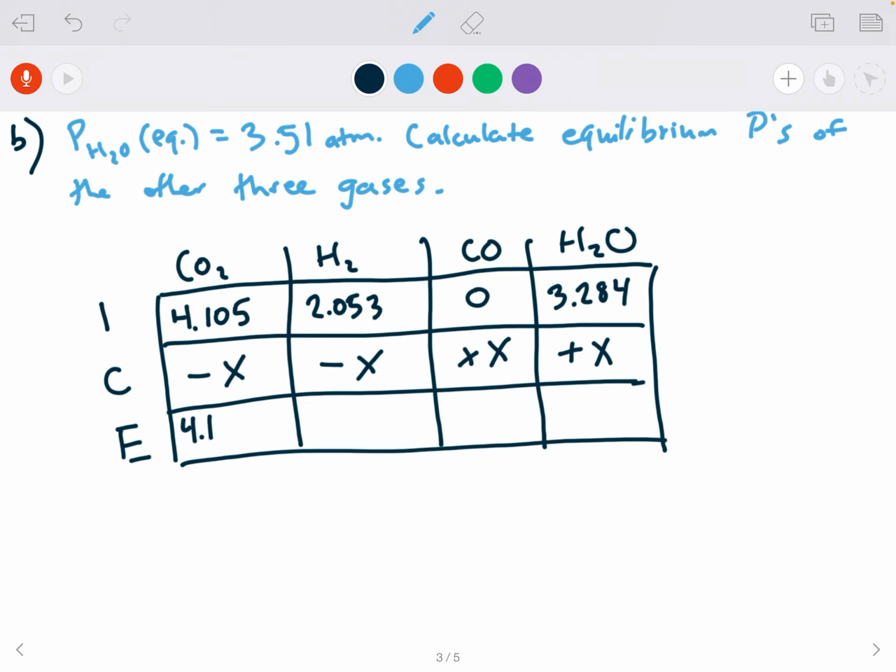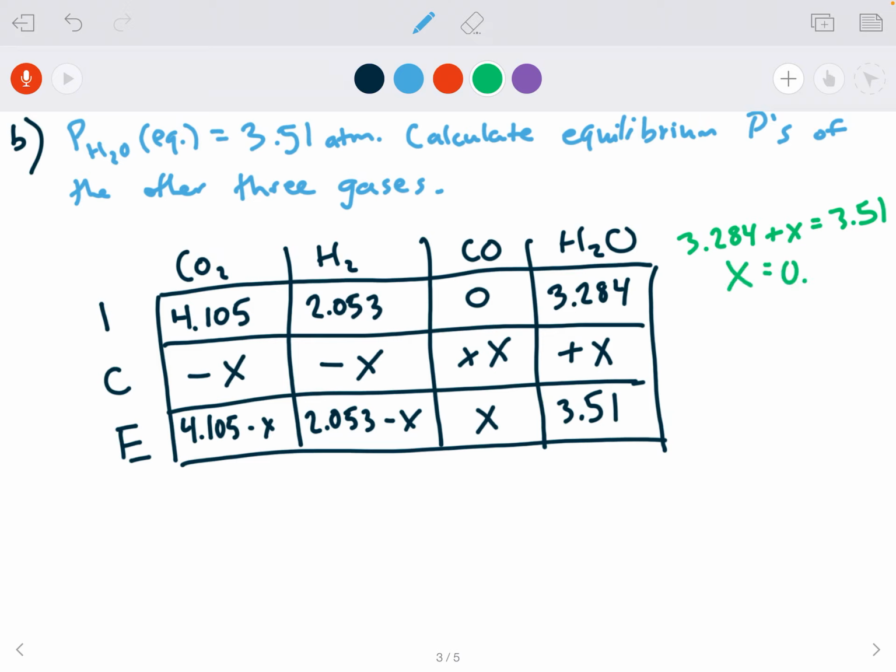So that means at equilibrium, it's 4.105 minus X, 2.053 minus X, X, and we are told H2O's final is 3.51. So we can solve for X by saying 3.284 plus X equals 3.51. So X is equal to 0.226 atmospheres.